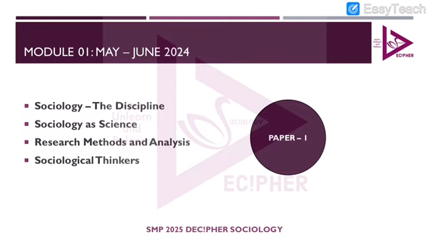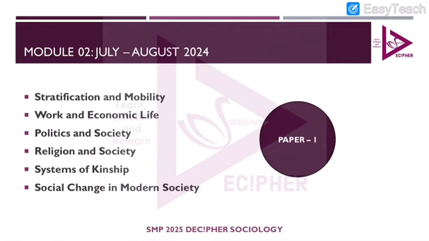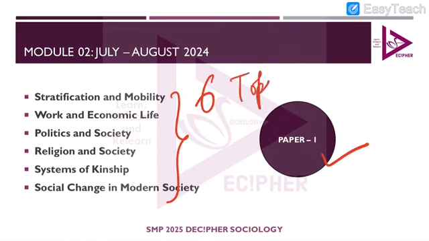So, module 1, paper 1, topic 1, 2, 3, 4. This is important, sociological thinkers. Of course, this will take time, but we have allotted time to it so that you will be able to do it comfortably. Next module, again paper 1, the remaining 6 topics, and the final topic is social change.